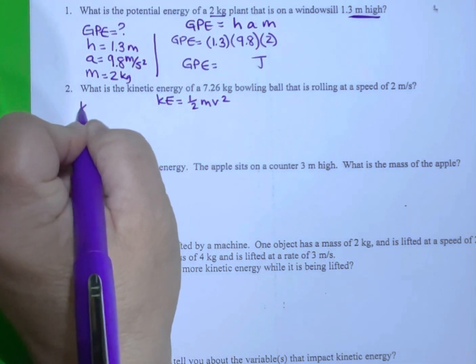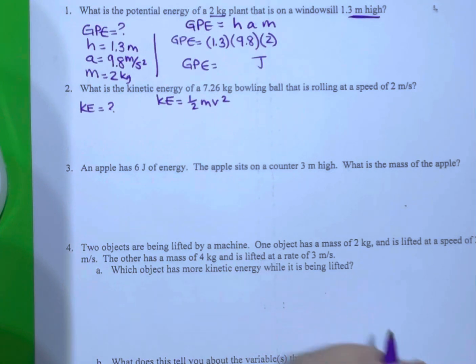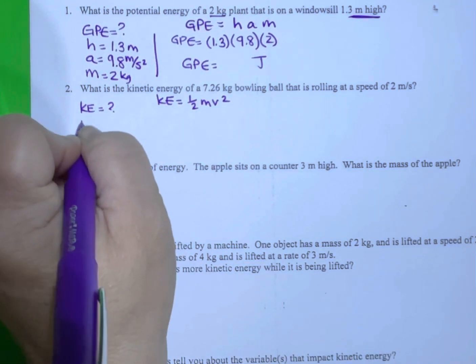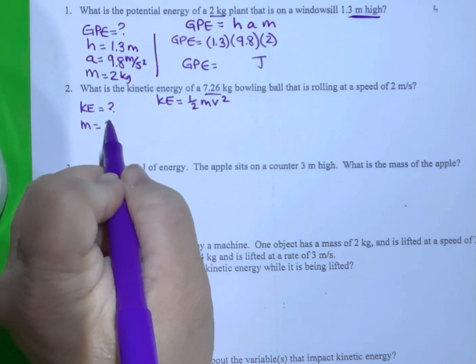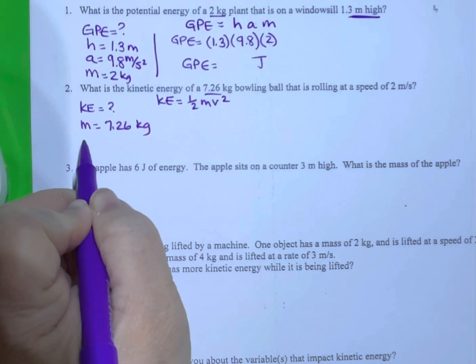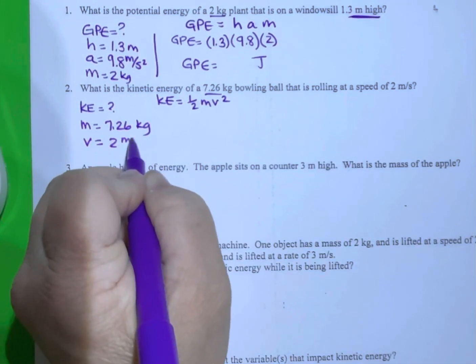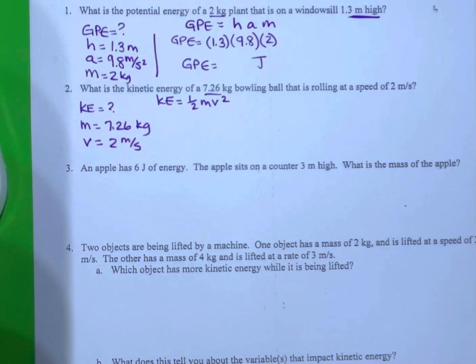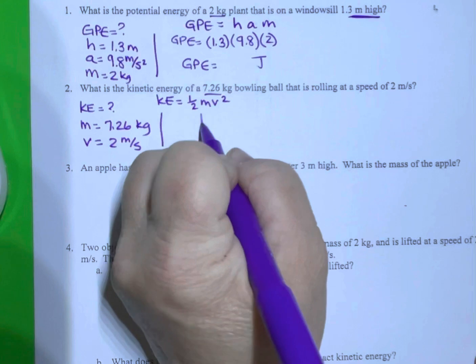The kinetic energy, we don't know that. We're going to have to figure that out, so I'm putting a question mark. The mass, they tell us the bowling ball is 7.26 kilograms. And then the velocity is 2 meters per second. Now we just plug in what we know and solve for what we do not know.